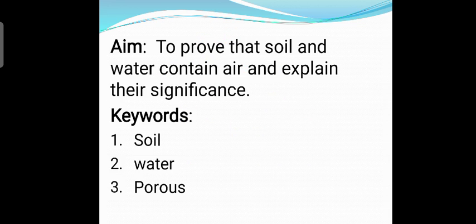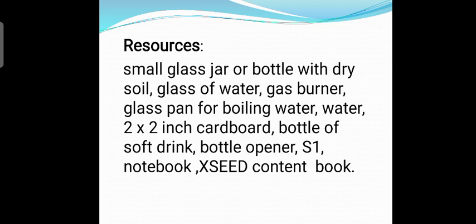Let's start. The aim of this lesson is to prove that soil and water contain air and explain their significance. The keywords are soil, water, porous. The resources required are a small glass jar or bottle with dry soil, glass of water, gas burner, glass pan for boiling water, water, 2 by 2-inch cardboard, bottle of soft drink, bottle opener, S1, notebook and exit content book.